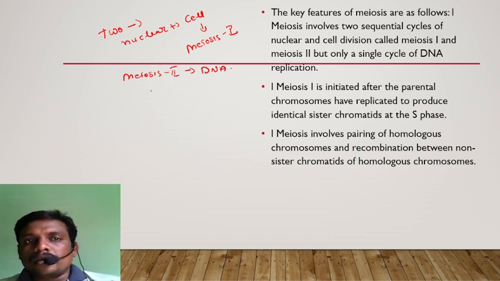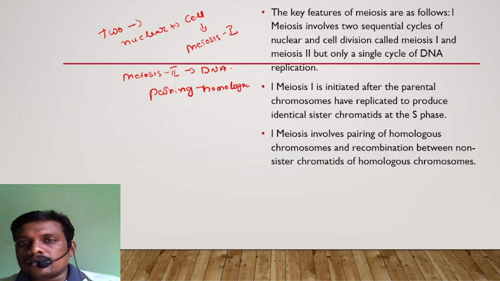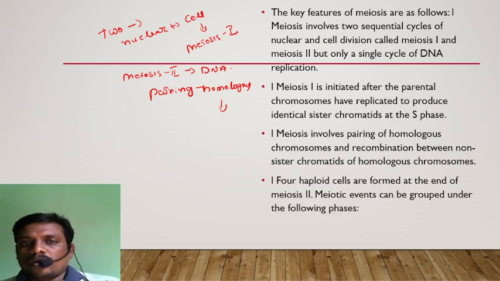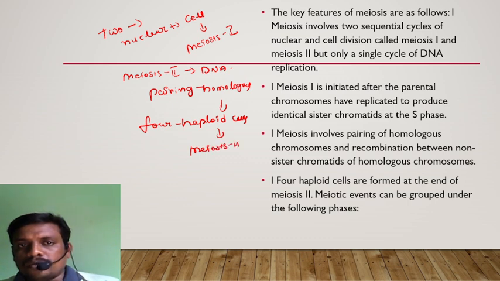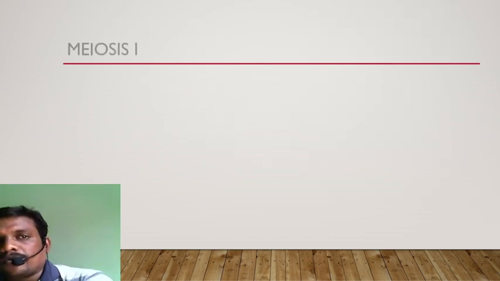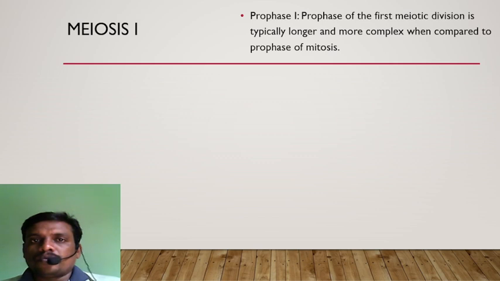Meiosis involves pairing of homologous chromosomes. Pairing of chromosomes of equal length and similar structure are called homologous. And there is recombination between non-sister chromatids of homologous chromosomes. And you know that 4 haploid cells are formed at the end of meiosis II. Meiotic events can be grouped under the following phases. Meiosis I, if you carefully observe.